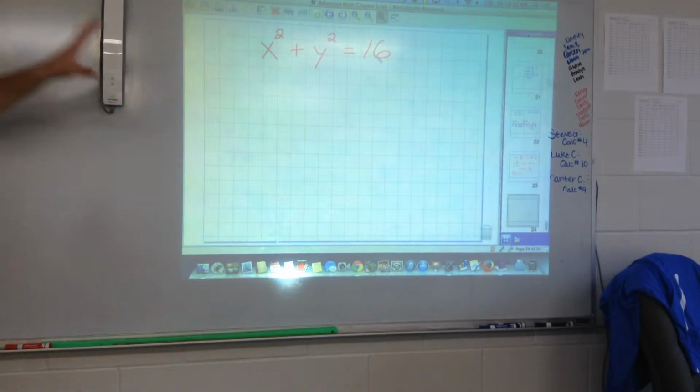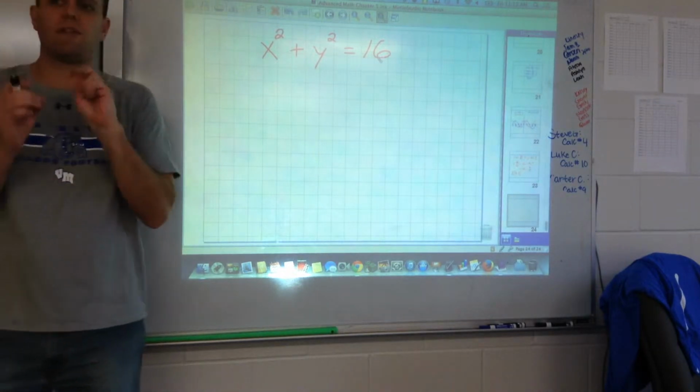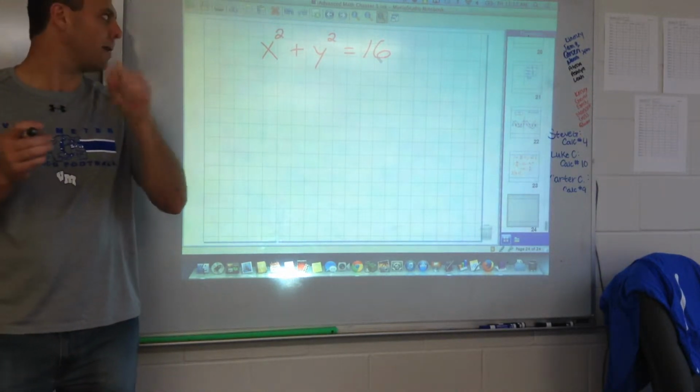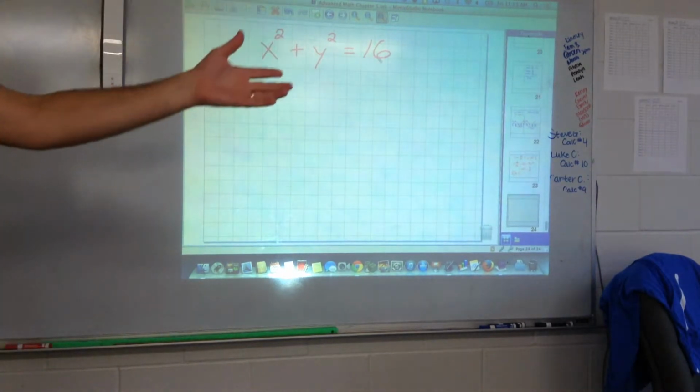Okay? That's what this picture would look like if you were to graph it. Okay? Now notice, we really can't write this in terms of y. Yes, we could, but you'd have to have two equations. You'd have to have y equals a positive square root of 16 minus x squared, and y equals a negative square root of 16 minus x squared.